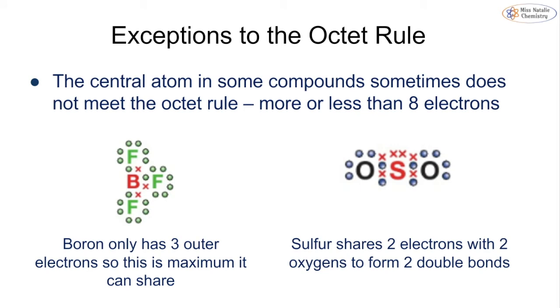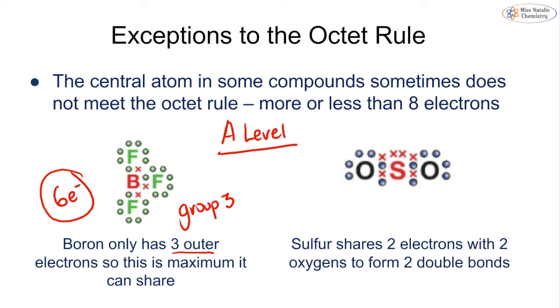Now, as I mentioned earlier, there are some exceptions to the octet rule, and that's when we have less or more than 8 electrons. Now, we don't need to go into too much detail about this now. This is something that you will cover more at A level. But if we look at boron, for example, boron only has 3 outer electrons because it's in group number 3. So if all 3 of those electrons pair, then it can only have a maximum of 6 electrons in its outer shell, because it doesn't have a space to pair with that 4th set of electrons. It only contains 3 unpaired, so it can only form 3 bonds.